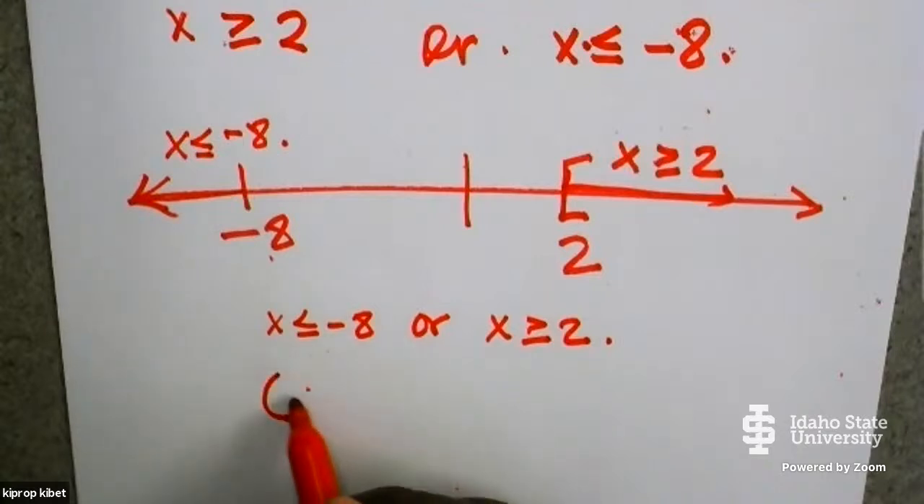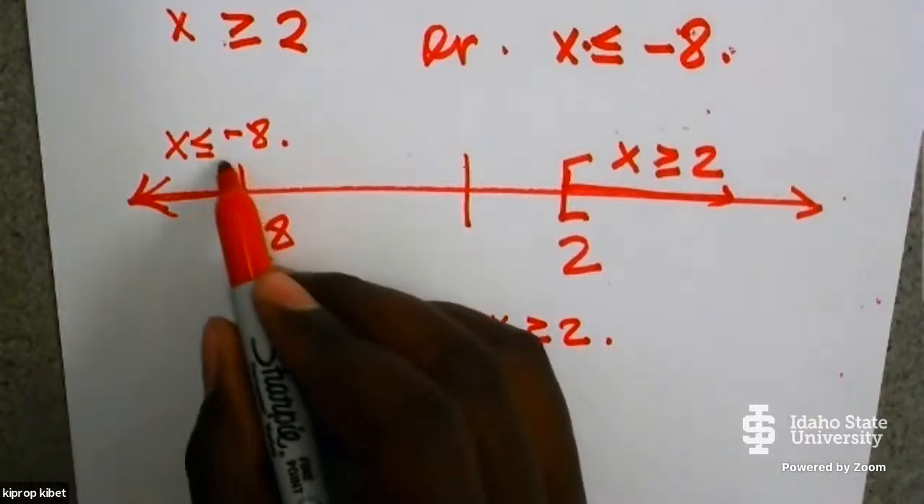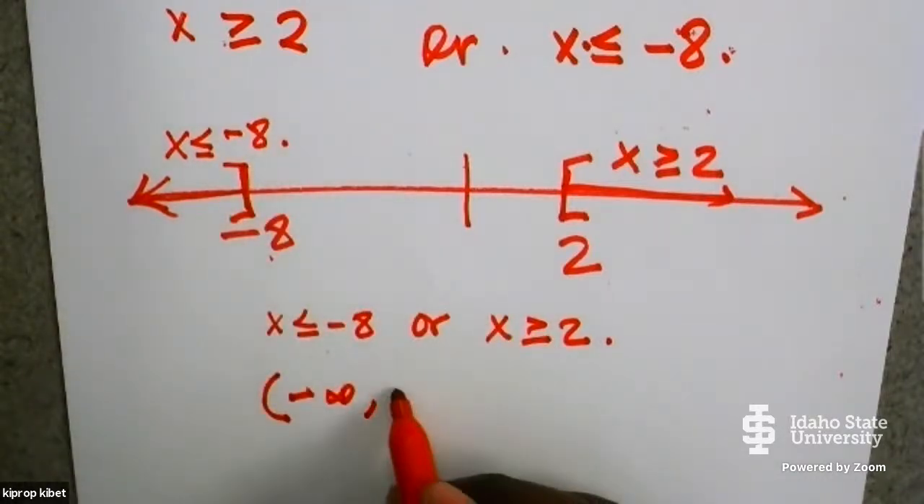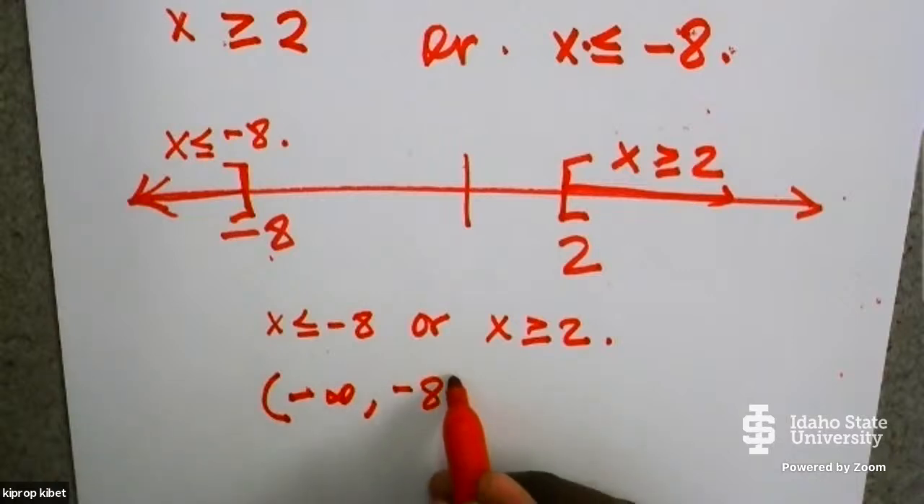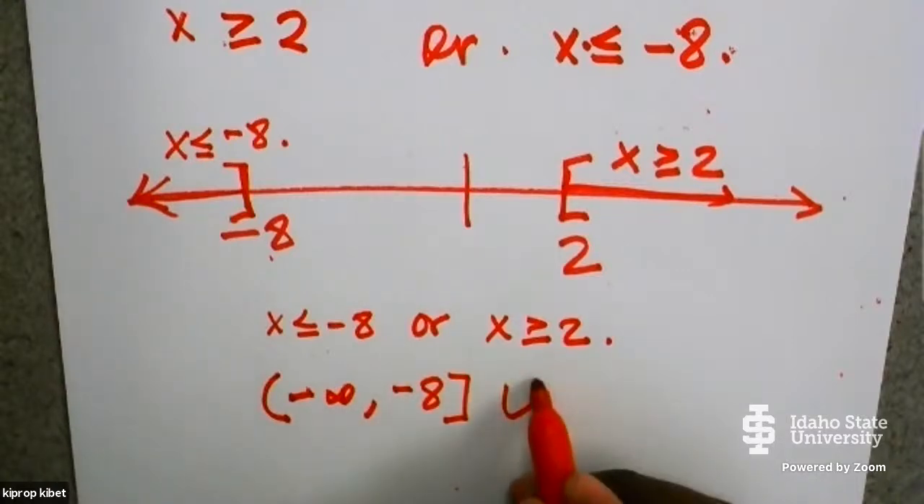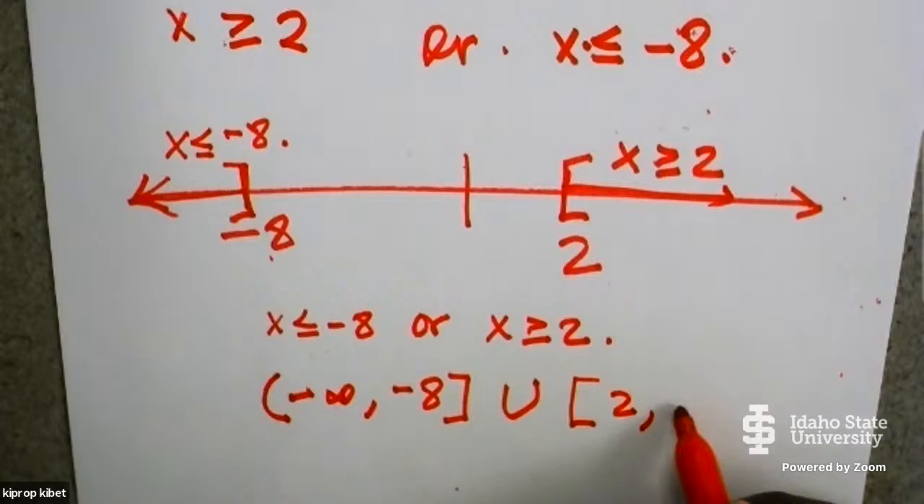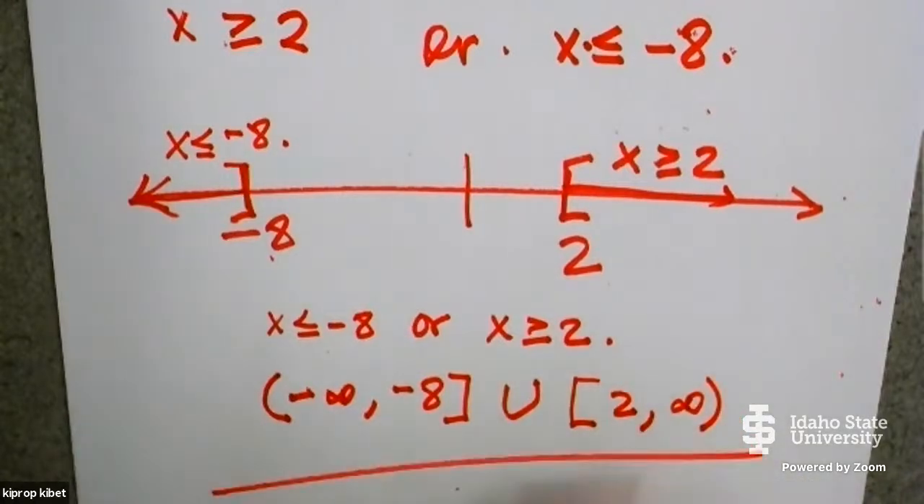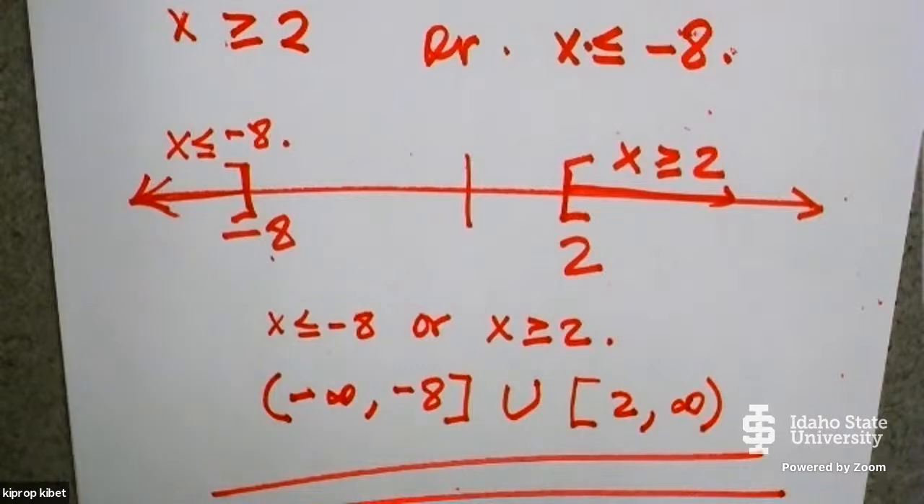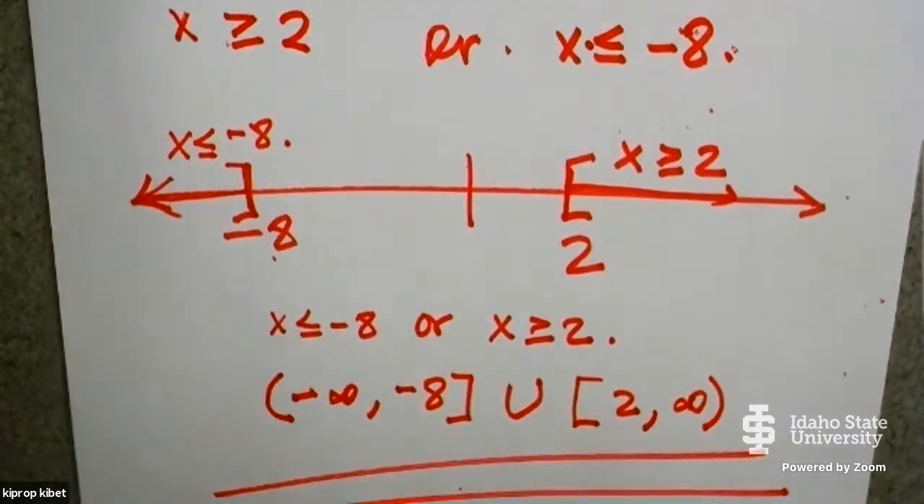Parenthesis, negative infinity, comma, negative 8, bracket, union sign, bracket, 2, comma, infinity, parenthesis. Good. So that is our interval notation.